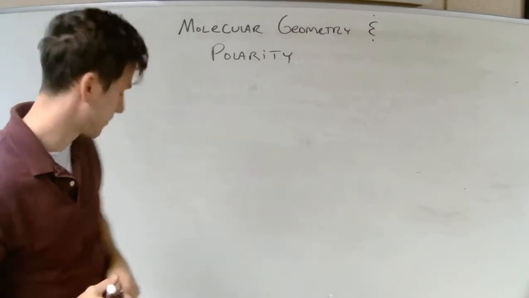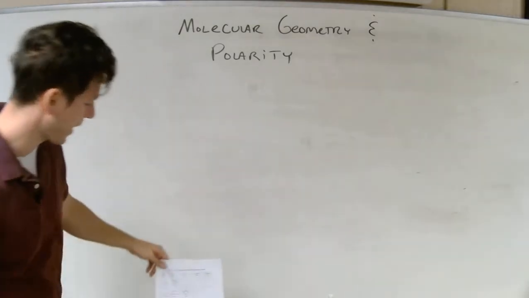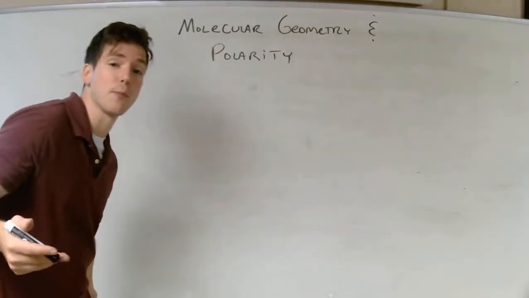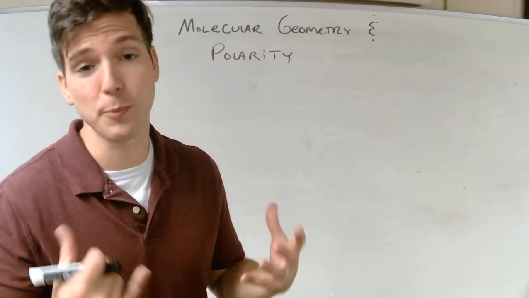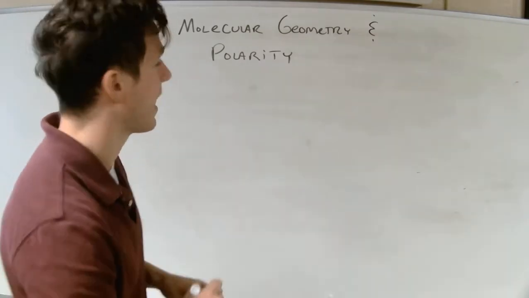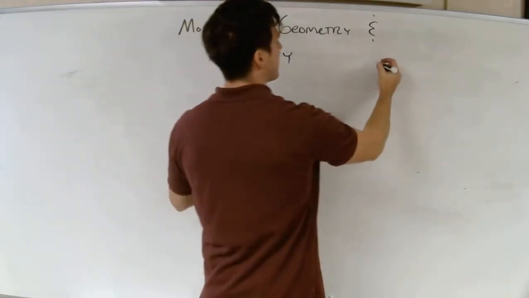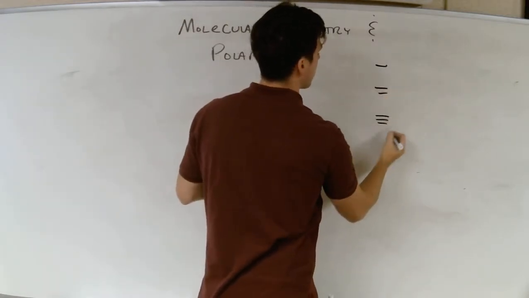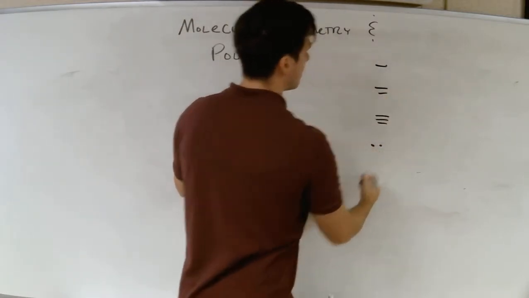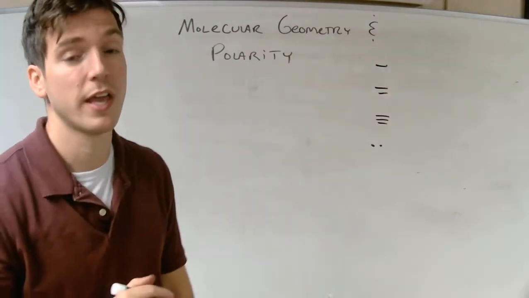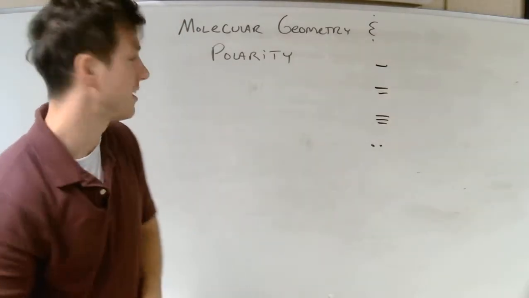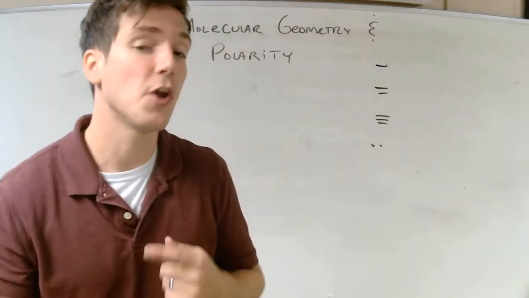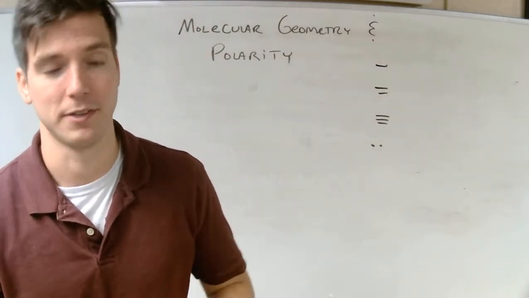So let's get started. I'm going to tell you what domains are. You're going to hear me say domains a lot, and that's just a grouping of electrons around a central atom. A domain can be a single bond, a double bond, a triple bond, or a lone pair. Each of those counts as one domain. Some of you will see a double bond and think, hey, that's 2 domains. Nope, it's just one domain.